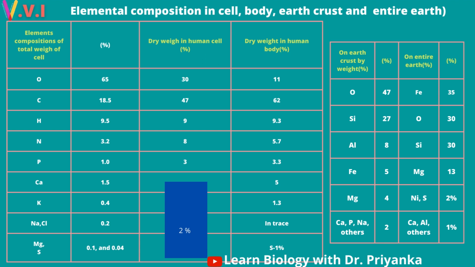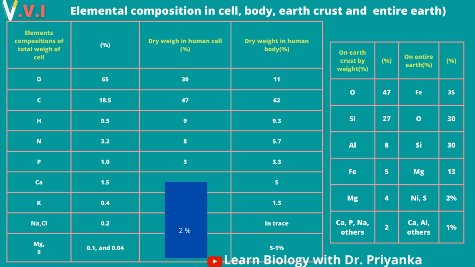In the earth crust, oxygen is 47%, silicon is 27%, aluminum is 8%, iron is 5%, magnesium is 4%, while other elements are present in 2% combined. And for the composition of the entire earth, iron is 35%, oxygen is 30%, silicon is 15%, magnesium is 13%, nickel and sulfur are 2%, and calcium, aluminum and other elements combined are nearly 1%.